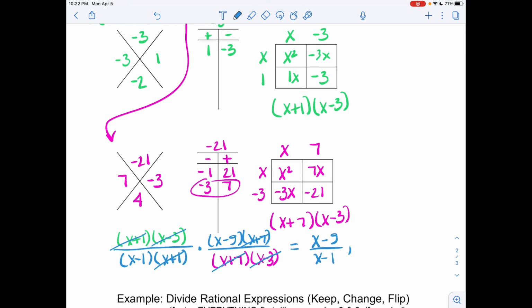Now let's talk about our restrictions, our excluded values. What can x not equal because it would cause it to be 0? I crossed out an x plus 1. I don't see that anymore. So if I plugged in a -1 for x, I would get a 0. So x cannot be -1. If I plugged in a -7 here, this would be 0. So x cannot be -7. And then finally, if I plugged in a +3, 3 minus 3 would also give me 0, so I can't have that. So I cannot have a positive 3.